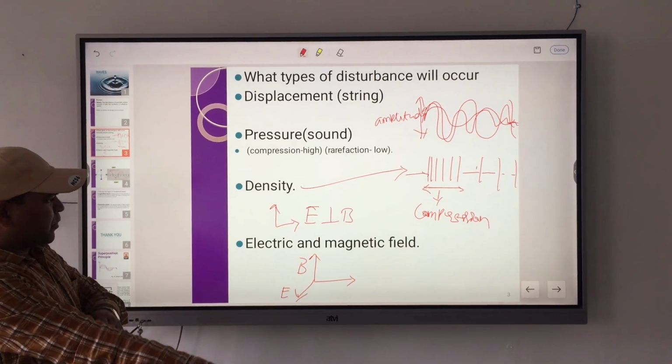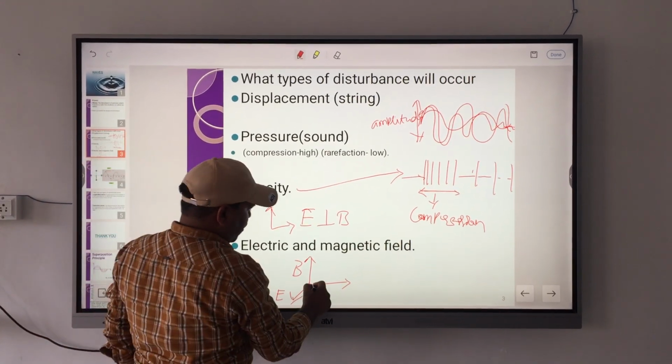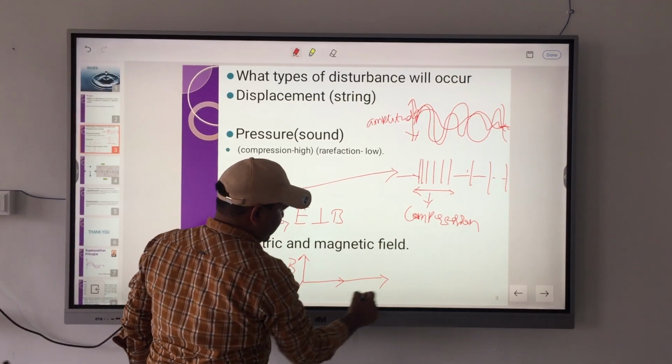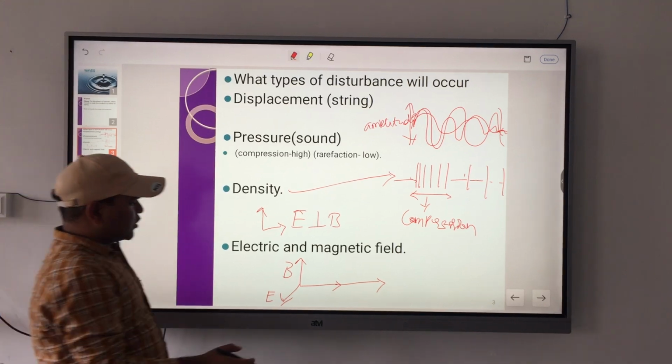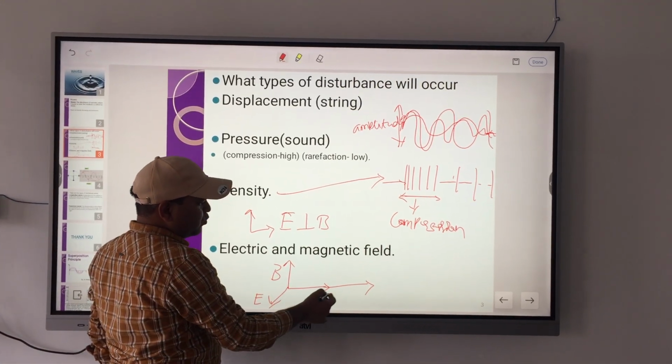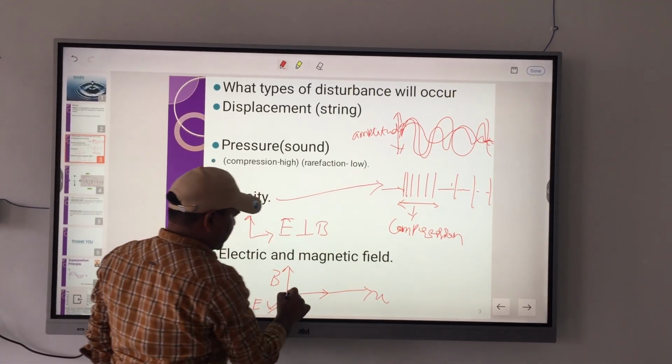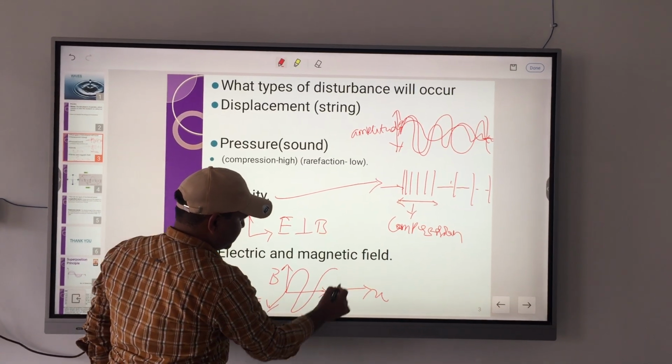Electric and magnetic fields are perpendicular to each other. If our wave is moving in the x direction, meaning the disturbance of the electric and magnetic field is moving in the x direction, then we can draw it like this.